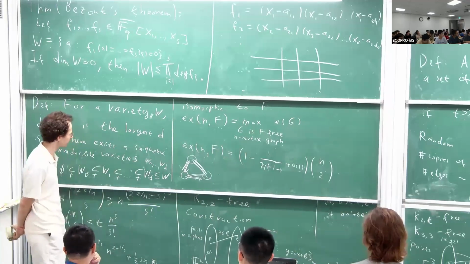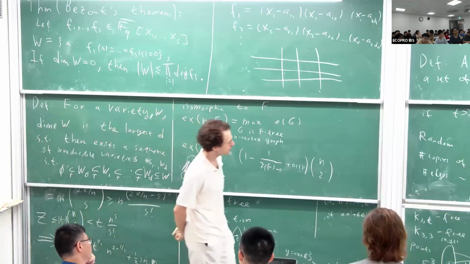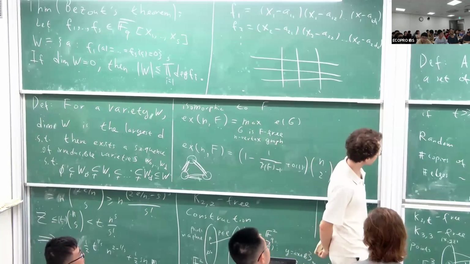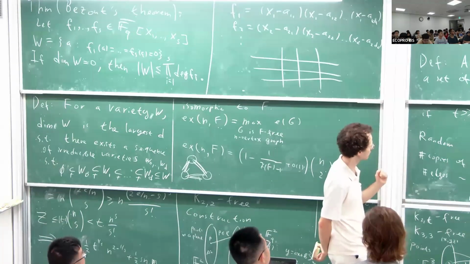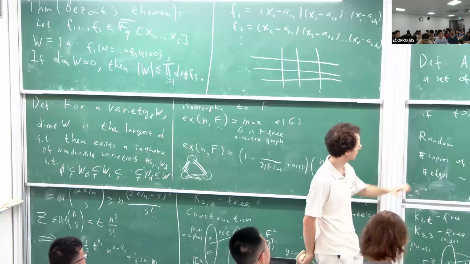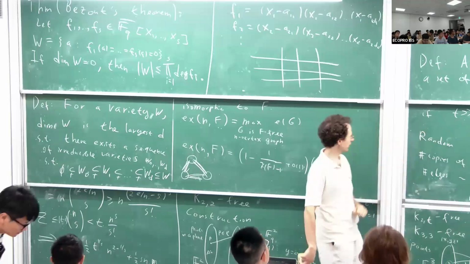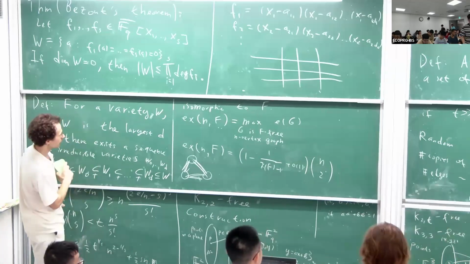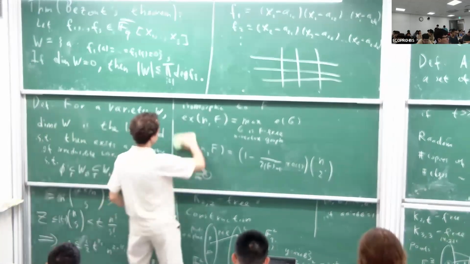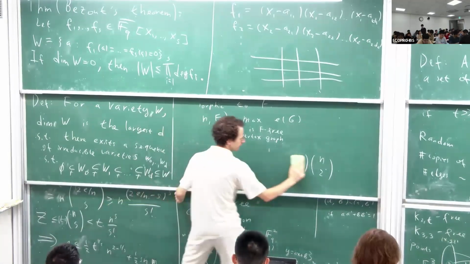Let's continue. So the plan is to make a construction for K_{s,t}-free graphs where t is much larger than s and the exponent is correct. So basically, this one. All right, the definition of variety. So let's continue here.